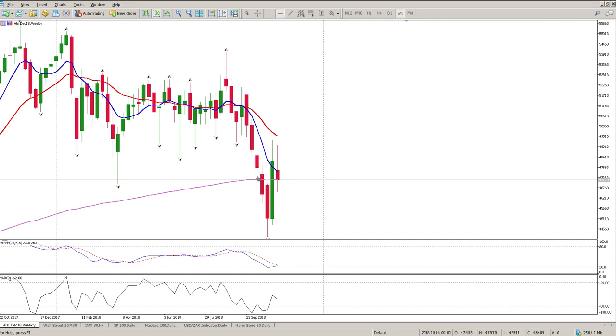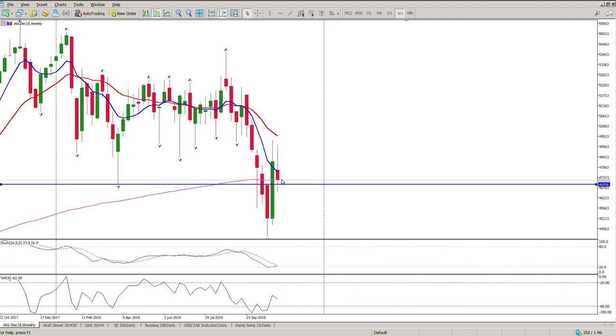One of the key things at play here is pretty much this level. This previous swing low is pretty close to the 200 moving average on the weekly, and we are hovering in this area, which is kind of to be expected. Broken through the 200, broken back above the 200, come back to test the break, and that's where we are at the moment.